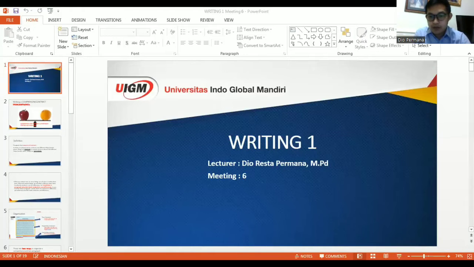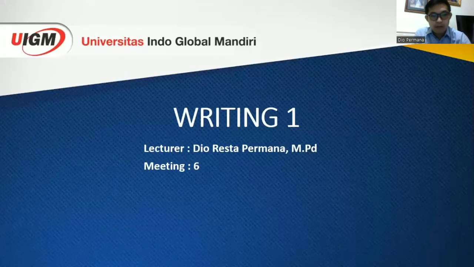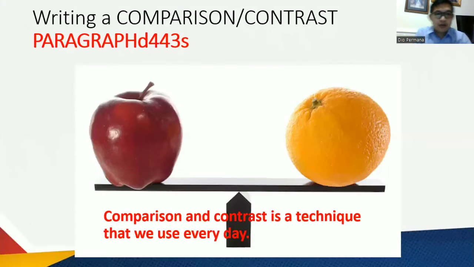Okay, so here we go. For the sixth meeting, I will describe and explain about making contrast and comparative paragraphs. Here you can see we have apples and oranges on the screen. This is just an example, an analogy, of how to compare and how to contrast products, things, or persons. Comparison and contrast is a technique that we use almost every day.